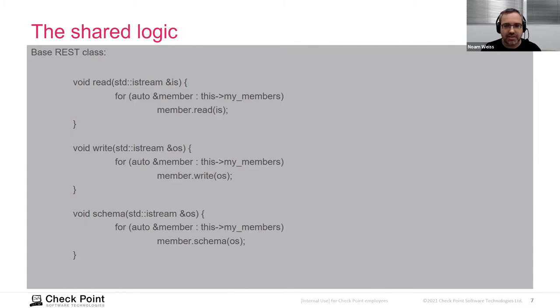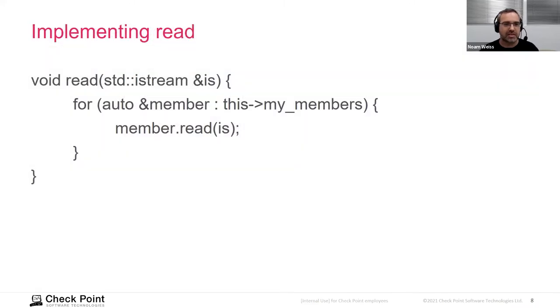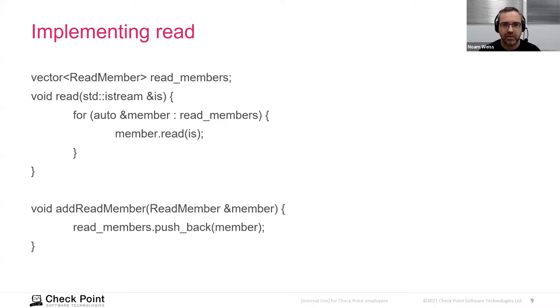Let's start doing just that. So this is the example of the read. I assume that I'm going to read for a moment from a std::istream. And this is what I want. The first problem I need to address is how to iterate over my members. So we are going to have some sort of vector, which is the read members, and we are going to iterate over that vector and do the magic that we do. And of course, once we have the vector, we also need some way to add new elements to that vector.